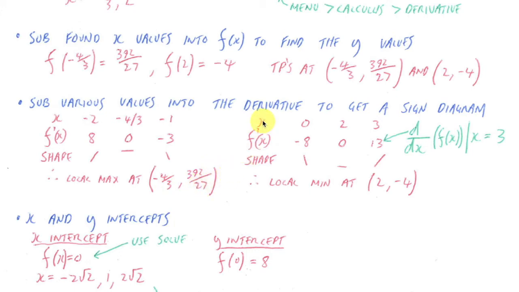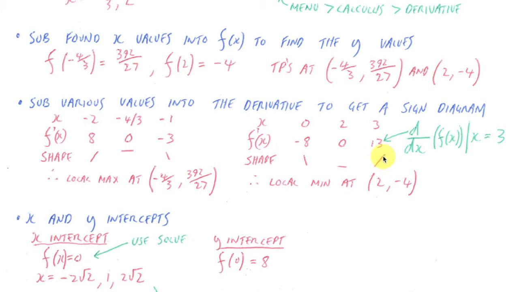I'll do the same thing over here to determine the nature of the turning point at (2, -4). So I've got x = 2, a position to the left, I've gone with 0, a position to the right, x = 3. If I sub in 0 into the derivative, I'll get -8, and that'll be down to the right. If I substitute 3 into the derivative, I'll get 13.